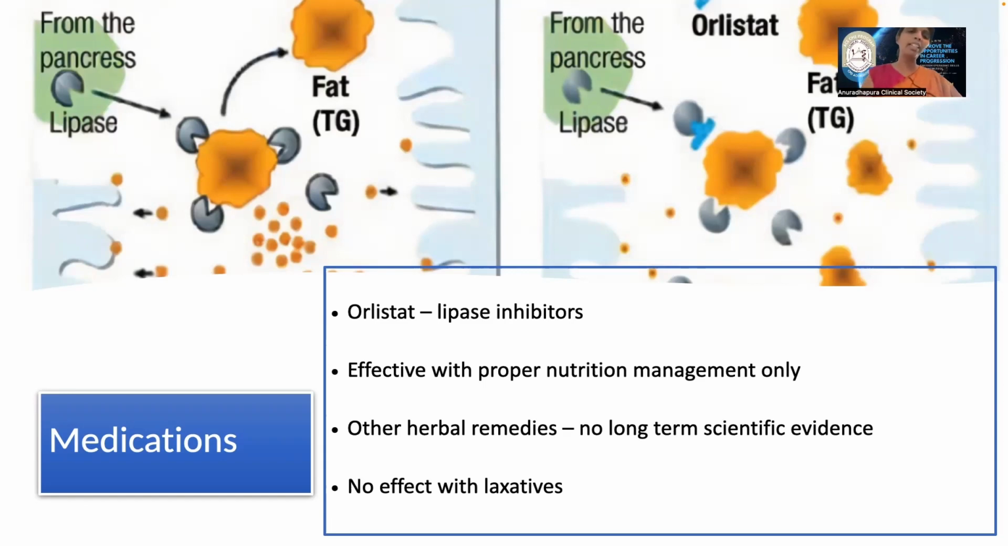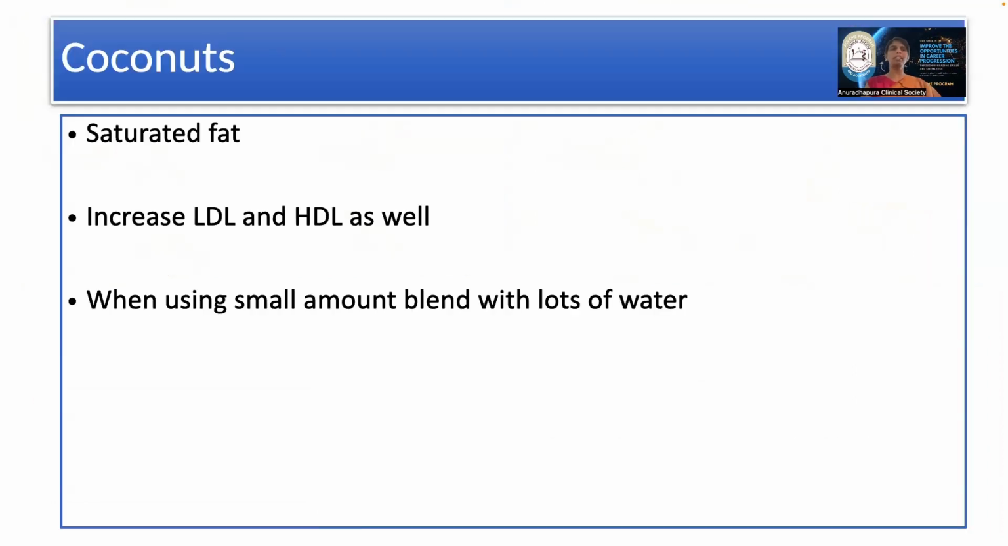And other herbal remedies, there are several herbal remedies which people use, garcinia and so many things. Yes, they may have effects, but unfortunately, we don't have scientific evidence. And people use laxatives for weight loss. No effect with laxatives. Sometimes they will end up with dehydration and even with AKIs if we use laxatives for a long period of time.